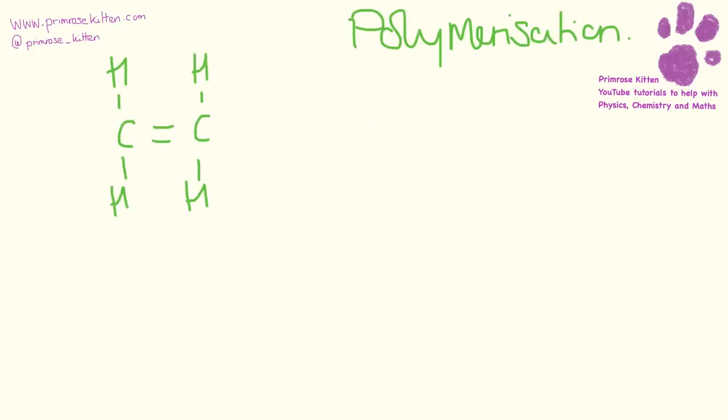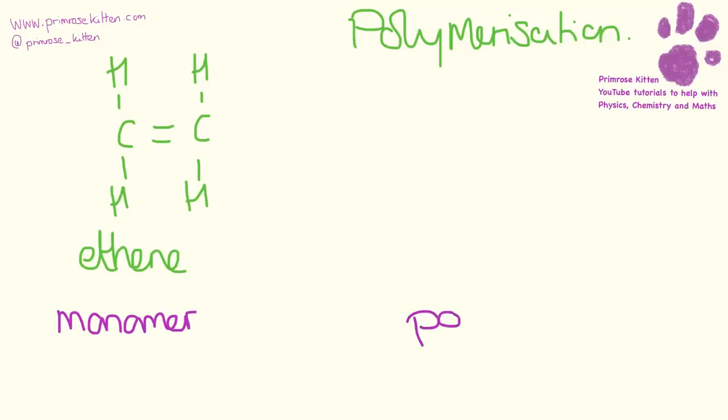Here we have ethene. We know it's ethene because there are two carbons, and anything that has two carbons in is an eth, and we know it's an ene because it has this double bond in here, and this is a monomer. Now, monomer just means one bit. Now, what we can do is polymerize this and make a polymer. Polymer just means poly, lots of bits. So we go from one bit to lots of bits.